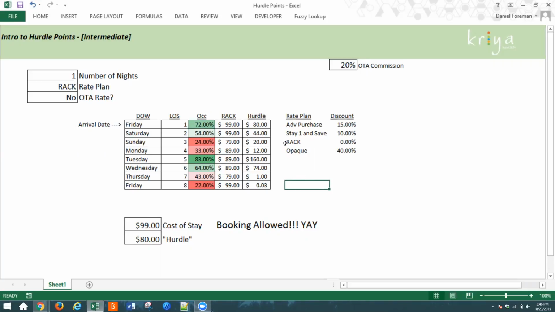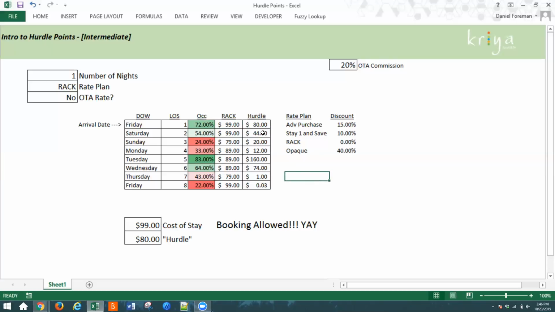It's basically a value that's assigned to a certain night. And really what it tells you is you're not going to take any reservations that net you a rate below your hurdle point. So you can see here for this particular Friday, this is a hotel with 72% occupancy on this Friday. Their rack rate is at $99. They have a hurdle point of $80. So basically, all this is saying is that the hotel does not want to take any rate plans that are going to net below $80 for this particular night.